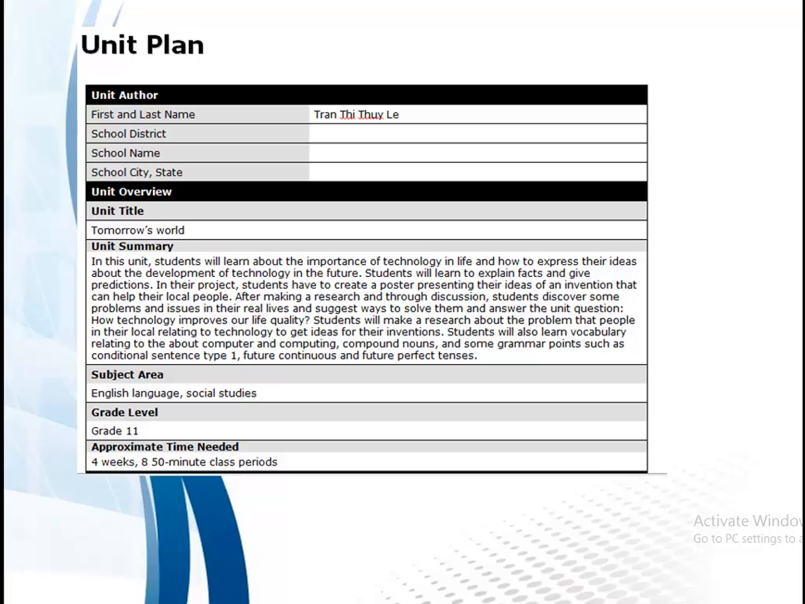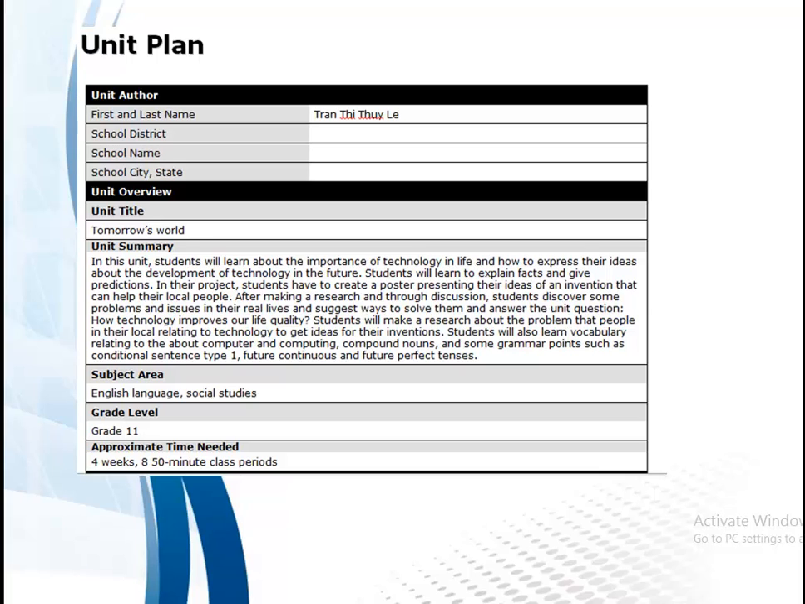In their projects, students have to create a poster presenting their ideas of an invention that can help their local people. This is not an imaginary product, but a practical idea that can be applied in real life. In order to do that, students have to do research about problems that people in their locality often meet with technology. Based on that and through discussions, students create a poster to show their ideas of their own invention.